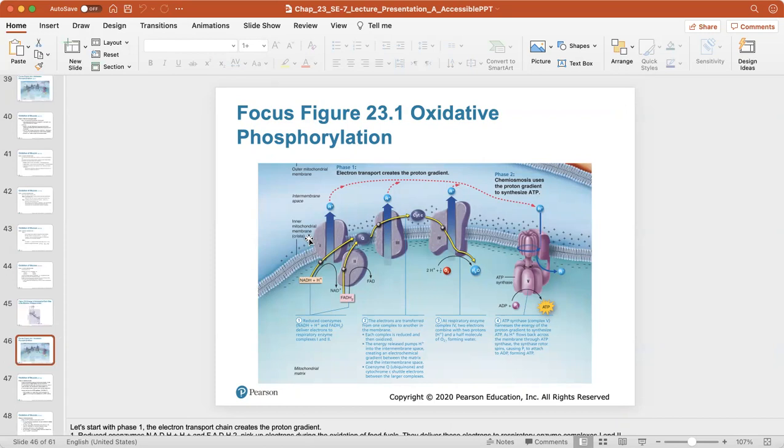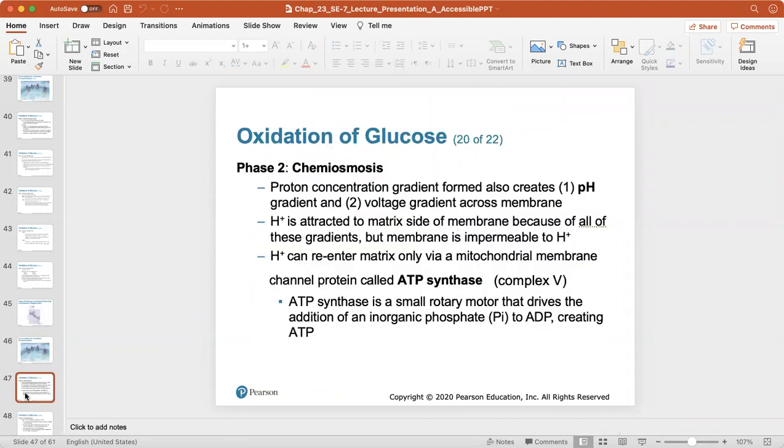So again, this is the summary. We have hydrogens being pumped across the membrane from NADH and FADH2. The hydrogens will then flow back through the ATP synthase to create ATP, and then the excess hydrogen atoms and electrons will combine with oxygen to form water.